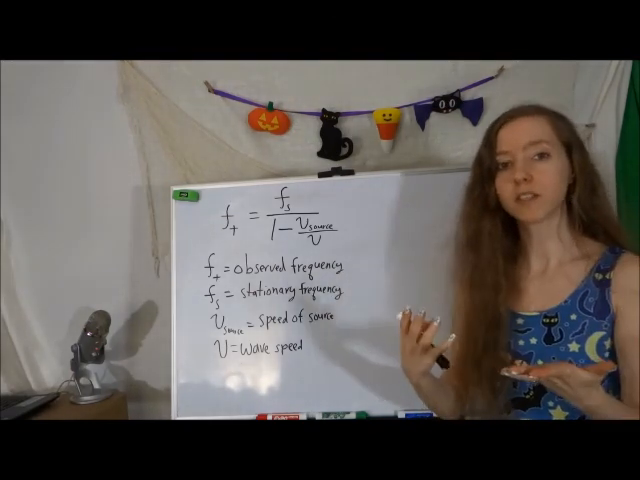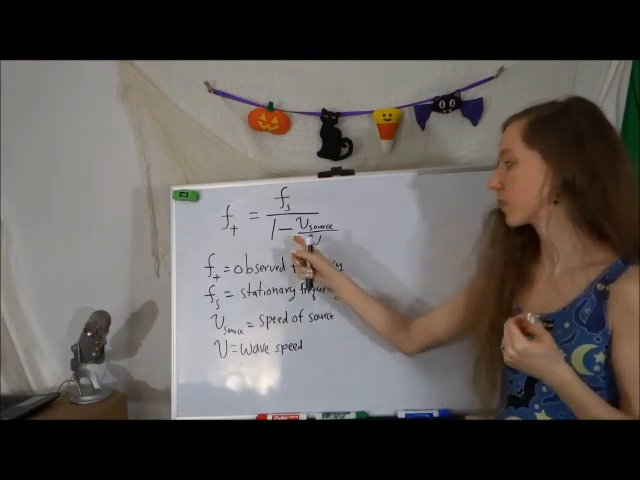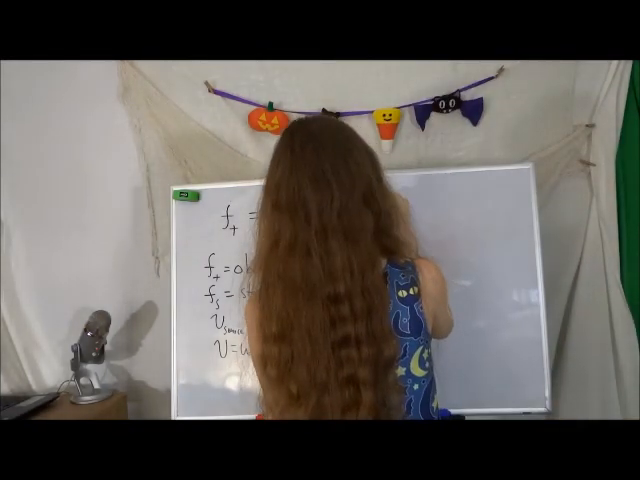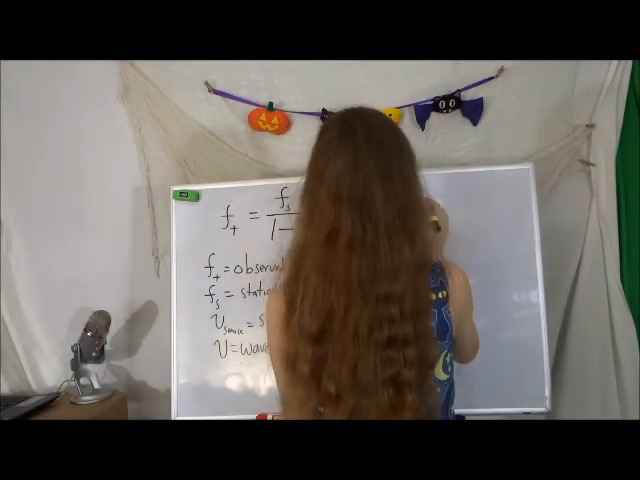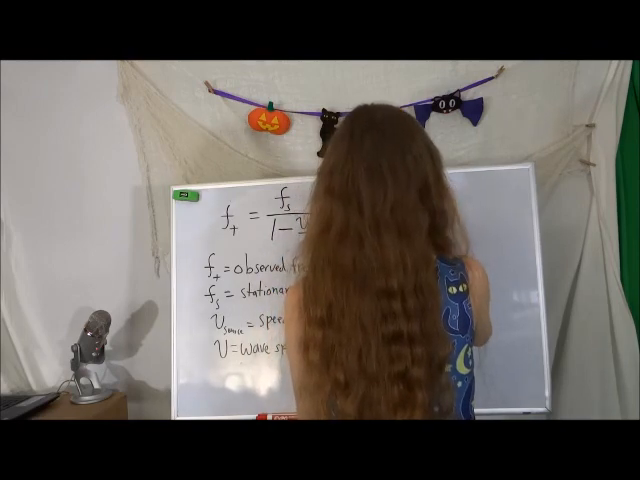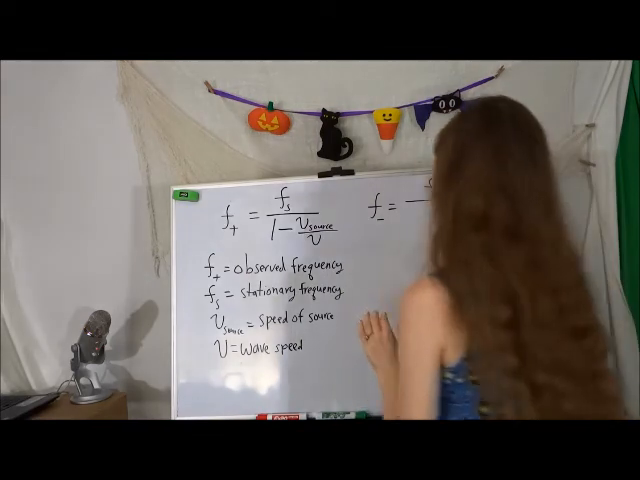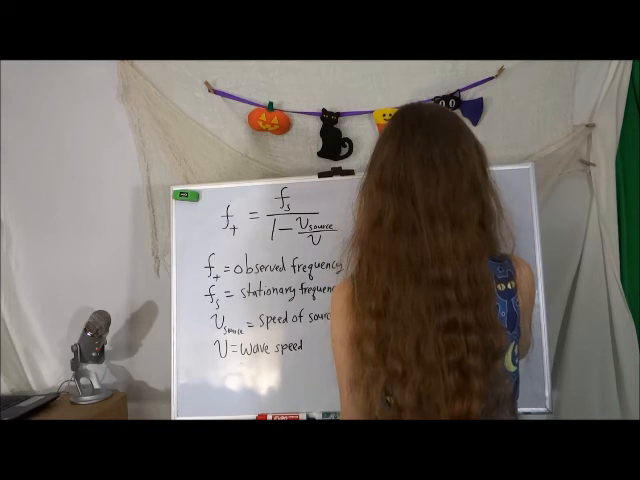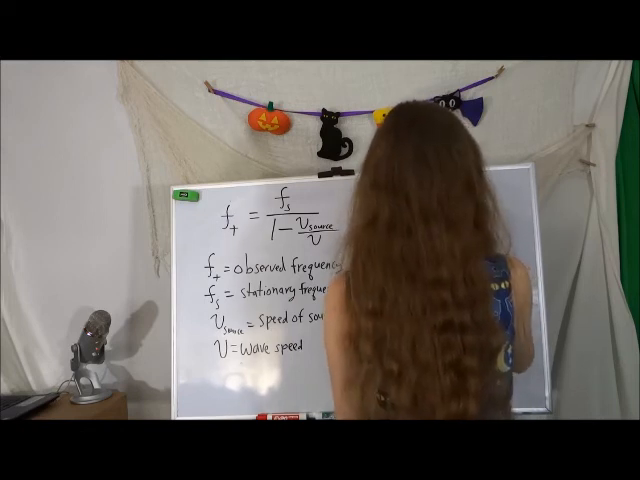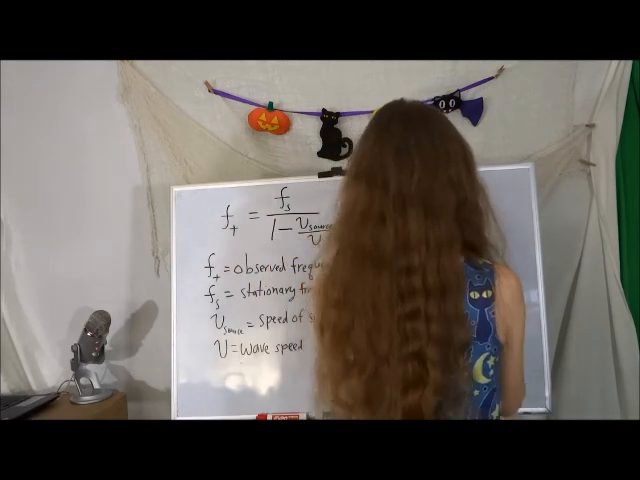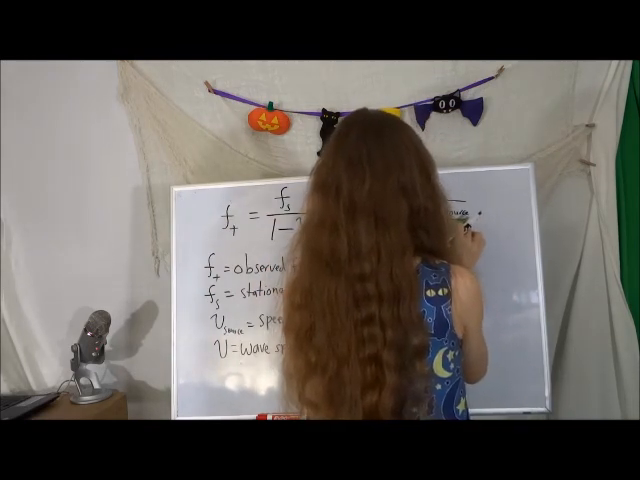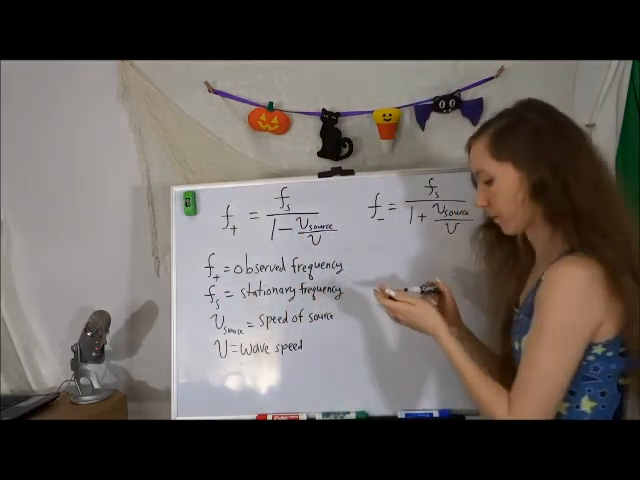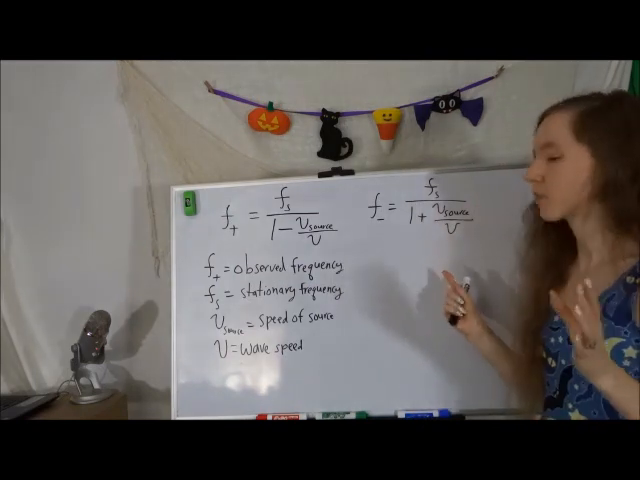Now, if it's moving away from us, we have a very similar equation. The only difference is we're going to get a plus sign instead of a minus sign. So for an object moving away, our frequency is equal to the frequency when it's stationary divided by 1 plus the speed of our source divided by our wave speed. So are there any questions so far?